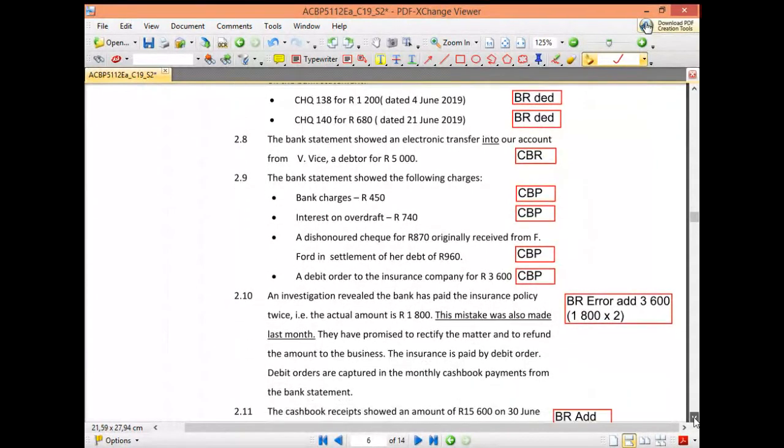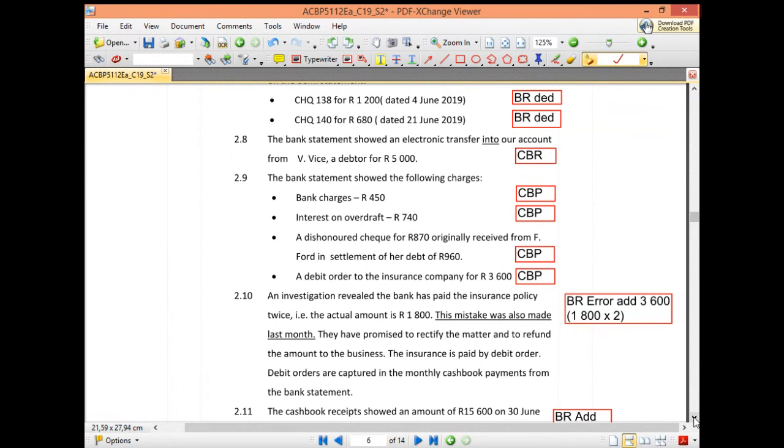Then 2.10. An investigation revealed that the bank has paid the insurance policy twice. The actual amount is 1,800. The mistake was also made last month. What happened is, in our books, we've accounted 4,800 in the cash book payments. However, the bank showed it as 3,600 last month, 3,600 this month. Now they should have only shown 1,800 last month, 1,800 this month.